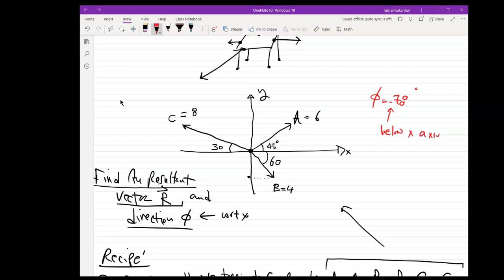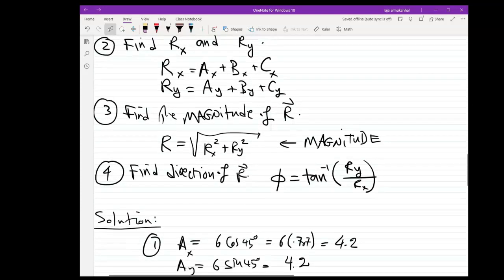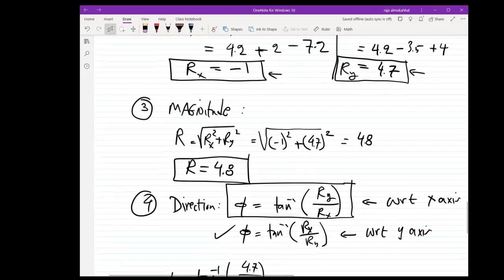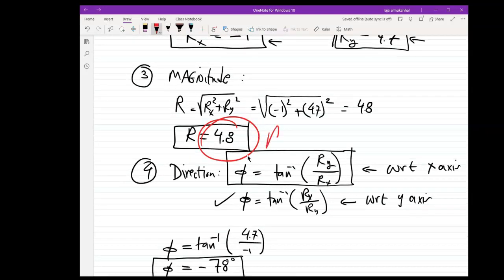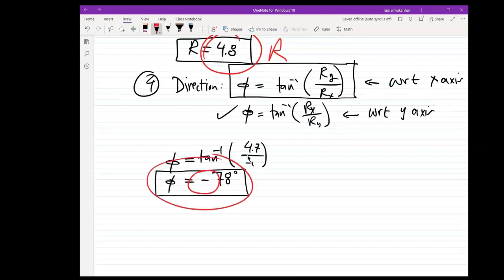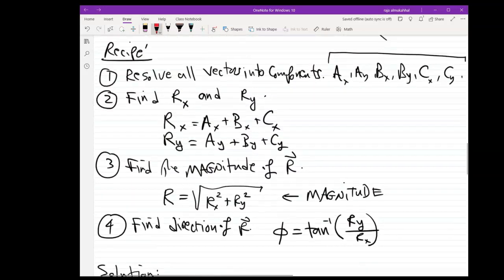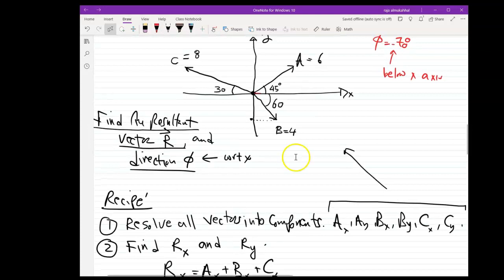Okay, so here is the x-axis. We'll go below it to 78 degrees, okay? And the magnitude is right here, 4.8 R. So what's important is this R and this angle right here. The minus here is below the x-axis. So if I go back to the diagram, you remember this B is 4, so 4.7 is just a little bit longer, but it's going to be at an angle of 78 degrees. So let's suppose that 78 degrees is right here, and it's a little bit longer. So this is the R vector, and that's the angle, 78 degrees. There it is.